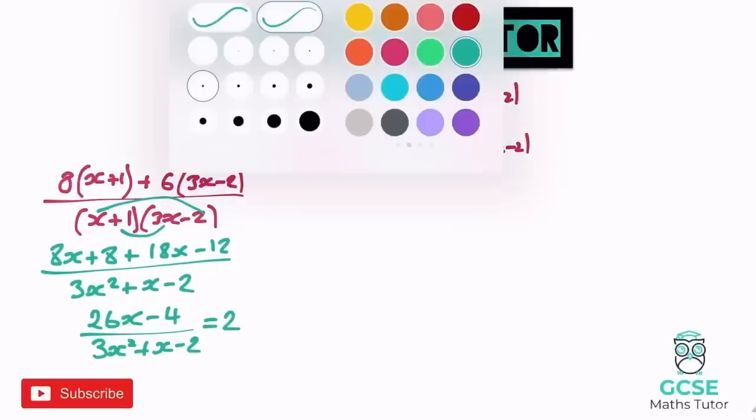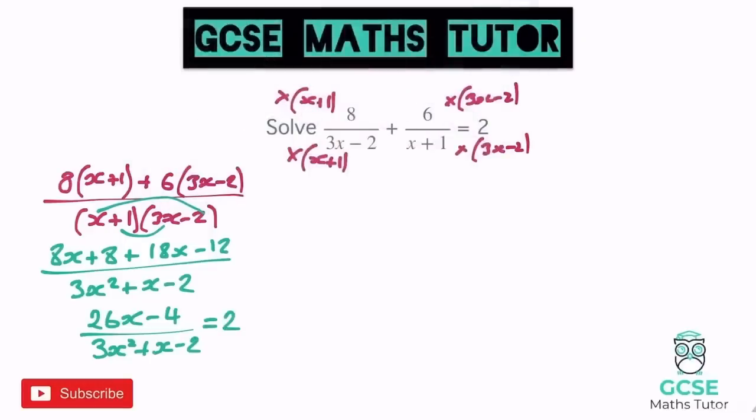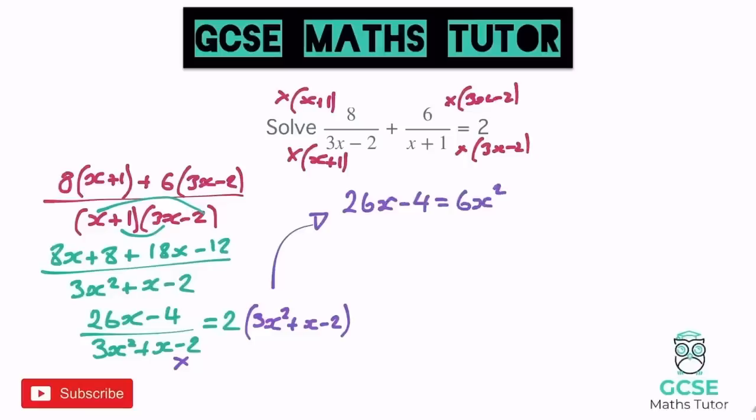Now we can go about actually getting this into a single line equation and removing this denominator. So I'm going to times both sides by this denominator here. I'm going to times that over, and that's going to put it next to this 2. So it's going to be 2 lots of 3x squared plus x minus 2. So if I rewrite this now as a single line, let's bring it up here. We get 26x minus 4 equaling, and let's expand this bracket here, 6x squared plus 2x minus 4.